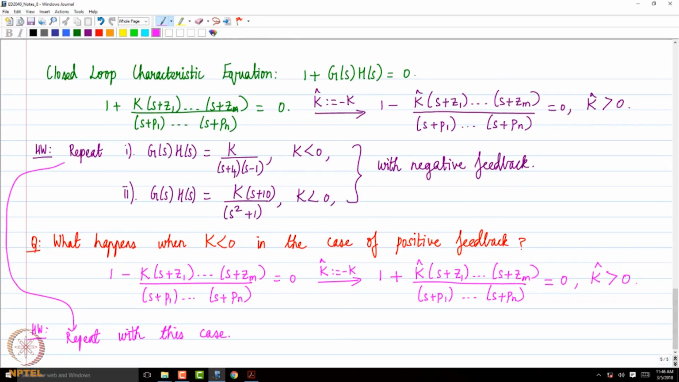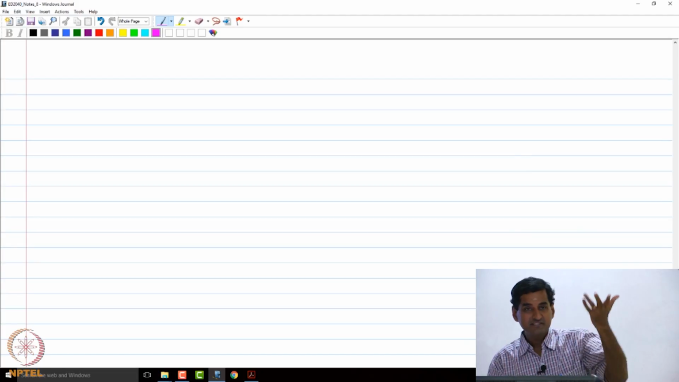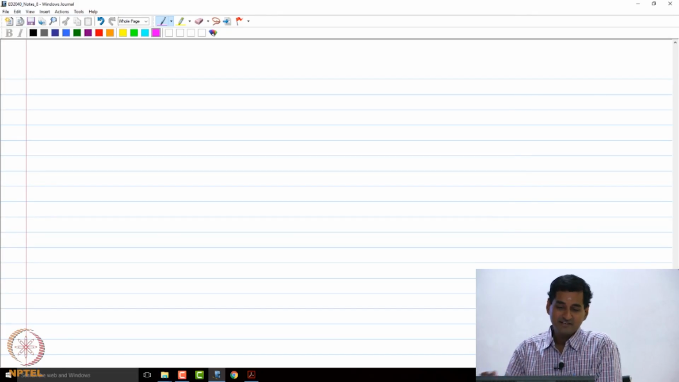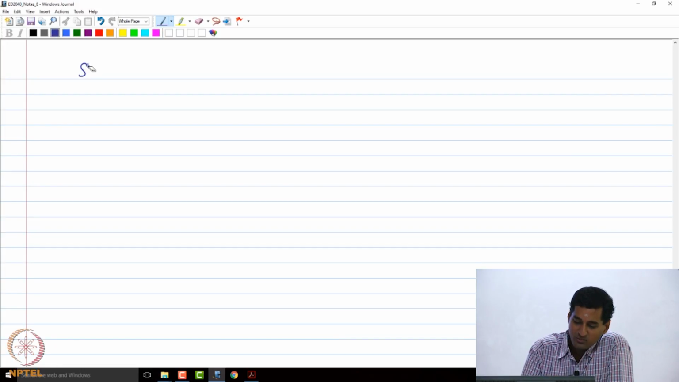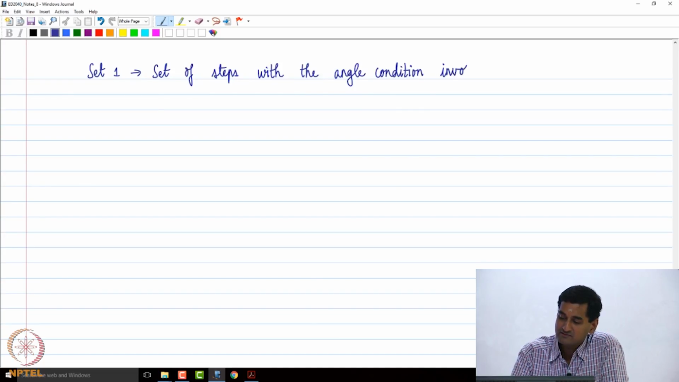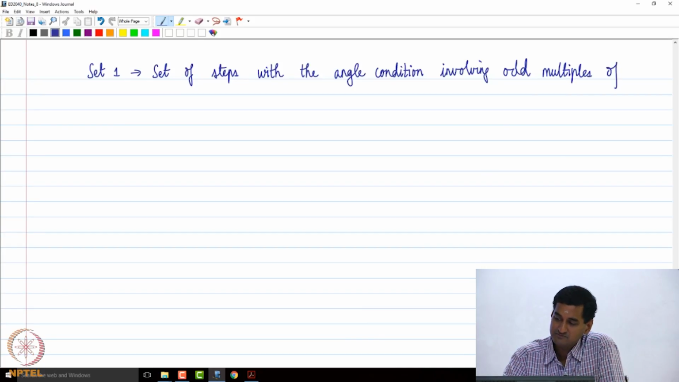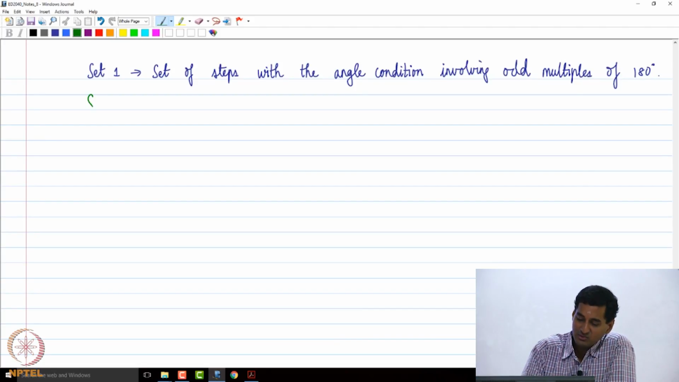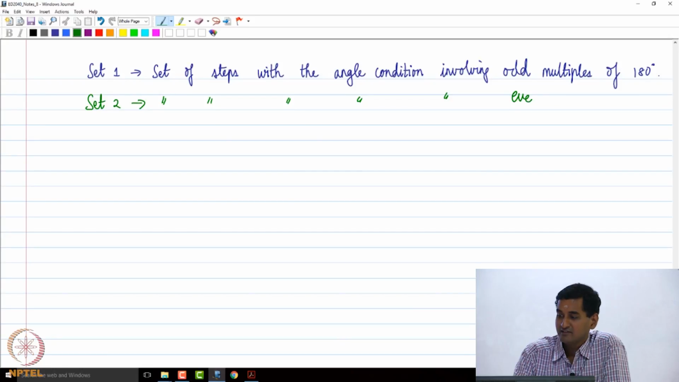So if I call the set of steps that we discussed in the previous discussion the first set, and what we discussed today the second set, let's say set 1 is the set of steps with the angle condition involving odd multiples of pi, odd multiples of 180 degrees, and set 2 is the set of steps with the angle condition involving even multiples of 180 degrees, right.